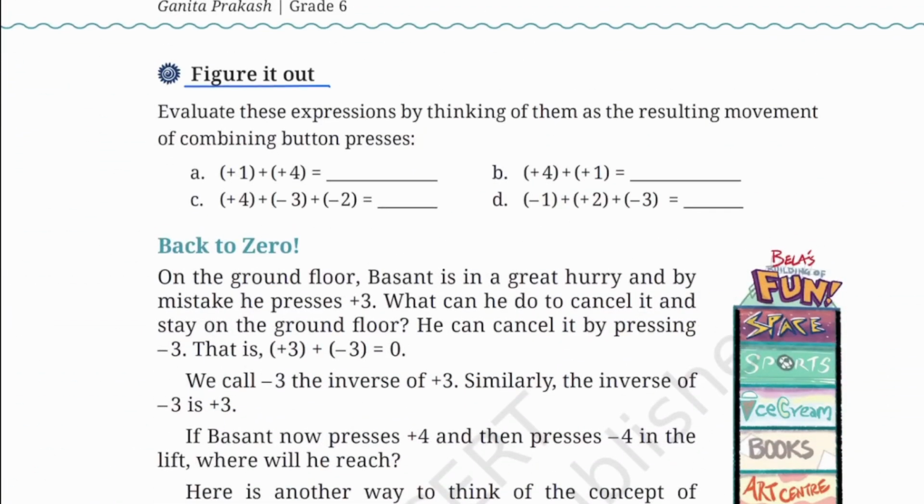Figure it out. Evaluate these expressions by thinking of them as the resulting movement of combining button presses. A: plus 1 plus 4.